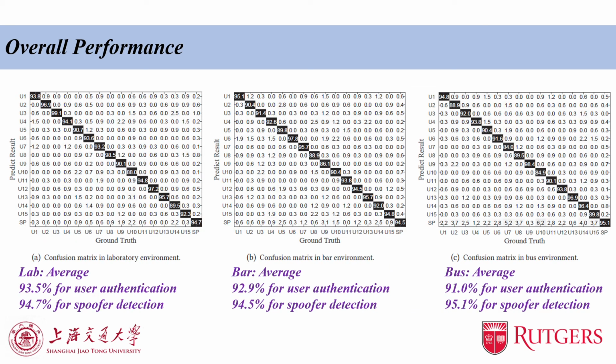Here we show the overall authentication results in these environments. The accuracy is good for all environments, and the lab has the best performance, while the bus has some accuracy degradation because of extra vibrations.